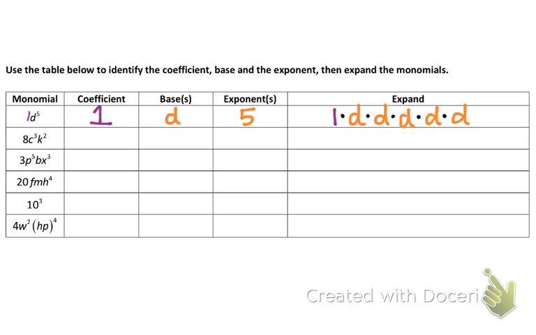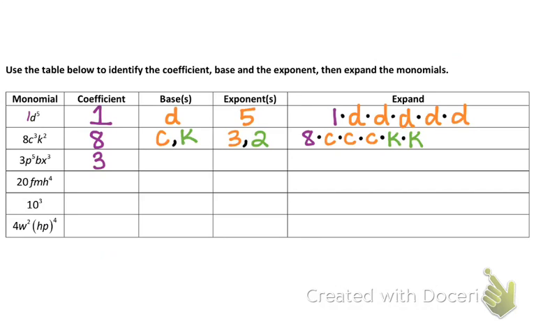In our second example, we have 8c cubed k squared. Our coefficient that's being multiplied by variables is 8. In this case, we have two different bases that are being raised to powers. Our first base is c, and our second, k. c is being raised to the 3rd power and k to the 2nd power, which means that when I expand this, I will have 3 copies of c and 2 copies of k.